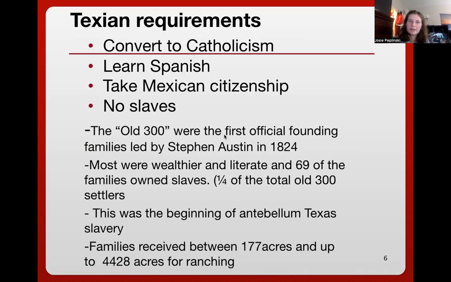In order to live in Texas, you had to convert to Catholicism, learn Spanish, take Mexican citizenship, and own no enslaved people. The Old 300 were the first official founding families led by Stephen Austin in 1824. Most were wealthier and literate, and 69 of the families owned slaves. That's 1/4 of the total 300 old settlers. This was the beginning of antebellum Texas slavery. Families received between 177 acres and up to 4,428 acres for ranching.